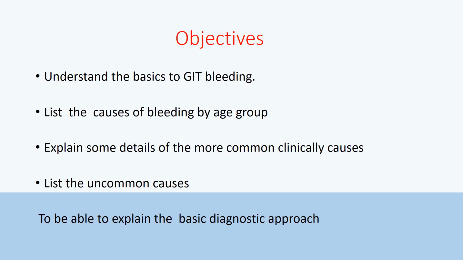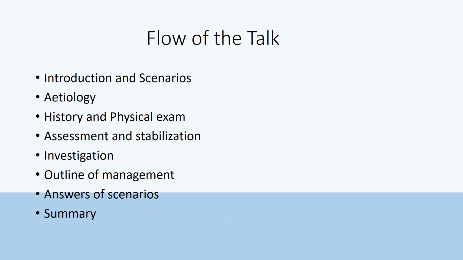The objectives to be achieved are that at the end of the session, the student should be able to understand the basics of GIT bleeding. They should be able to list the causes of bleeding by age groups. They should be able to explain some details of the more common clinical causes. They should be able to list a few uncommon causes also, and be able to explain the basic diagnostic approach.